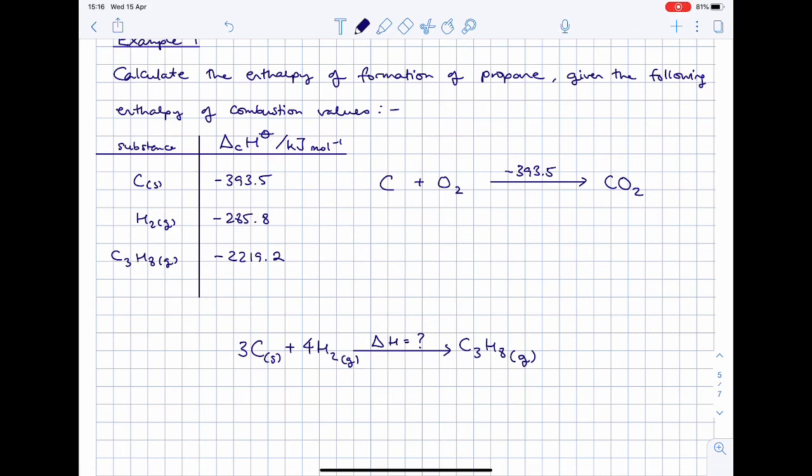I do the same for enthalpy of combustion of hydrogen, so that is burning 1 mole of hydrogen in excess oxygen to give us the product of combustion, which is water, and we balance it for 1 mole of hydrogen here, and to do that we put a half on the O2, and this value is minus 285.8.